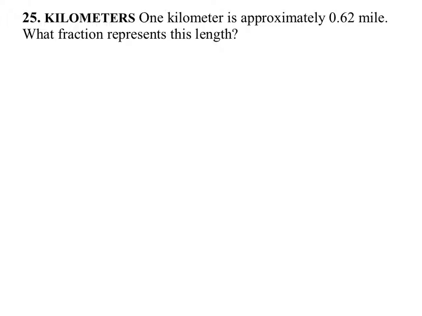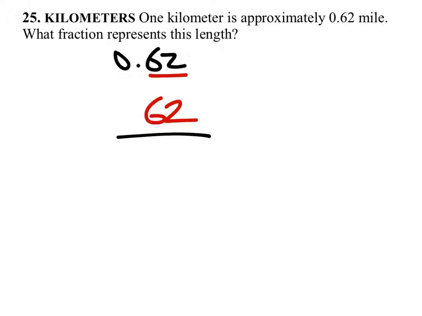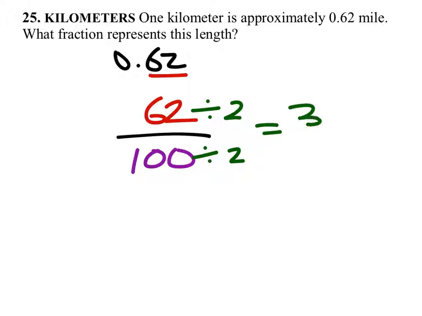One kilometer is approximately 0.62 mile. What fraction represents this length? So this is kind of what we did before. But we got to look at why it is that. So on this one, we have the decimal 0.62. Now this would be considered 62, and the place value of the 2 is in the hundredths position. So I would have 62 hundredths. That's how I'm going to start my fraction, but if I can simplify, I will. And I know I can divide both of these by 2, which would give me 31 fiftieths. I can't simplify that anymore.